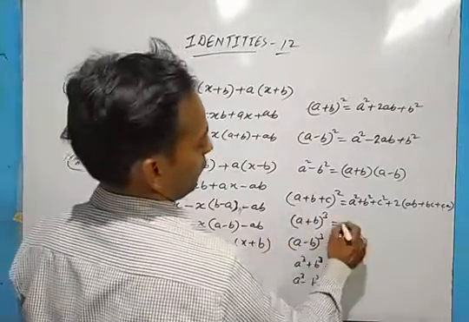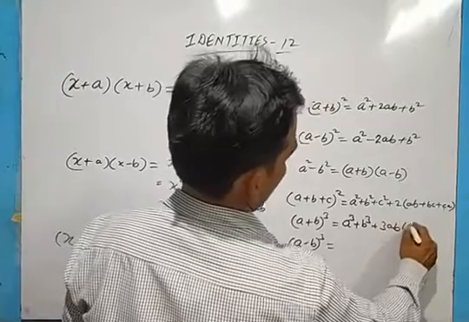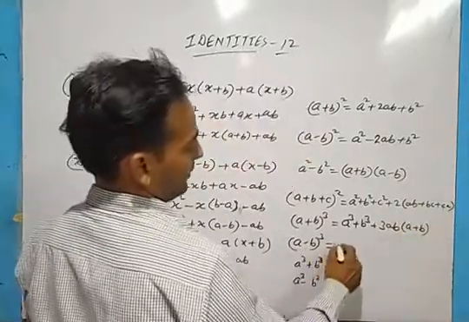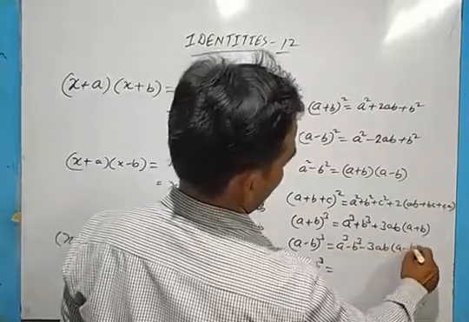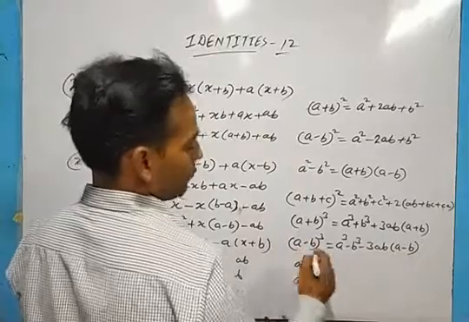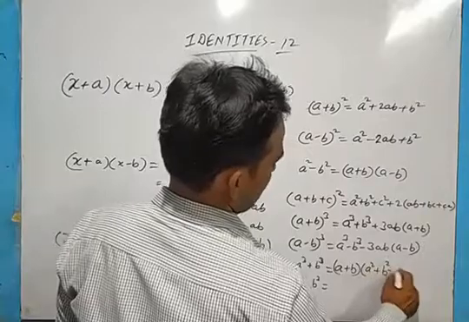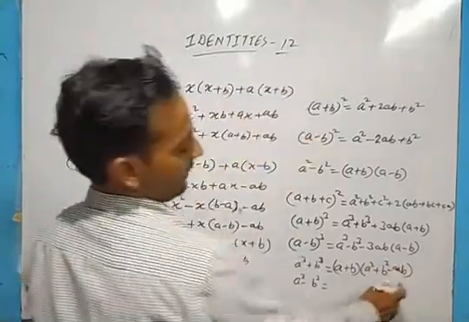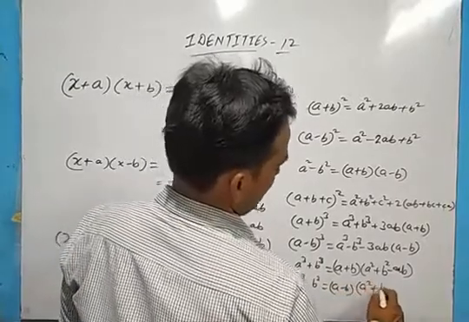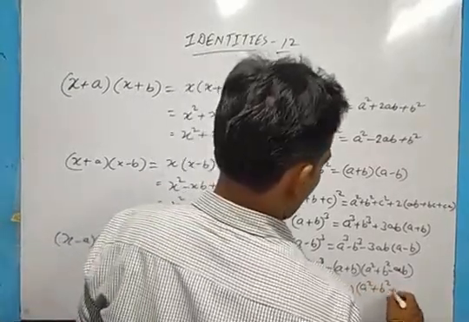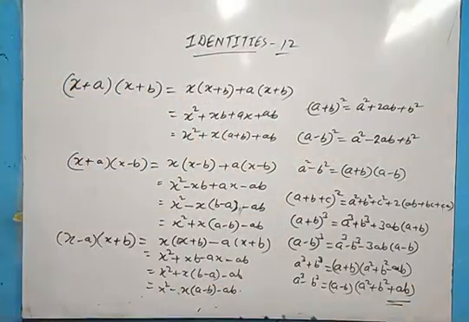Now (a + b) whole cube is a cube plus b cube plus 3ab(a + b). Again (a - b) whole cube is a cube minus b cube minus 3ab(a - b). A cube plus b cube is (a + b)(a squared + b squared - ab). Please remember that here we have minus ab. And a cube minus b cube is (a - b)(a squared + b squared + ab). So these are the formulas we will directly use in the questions.